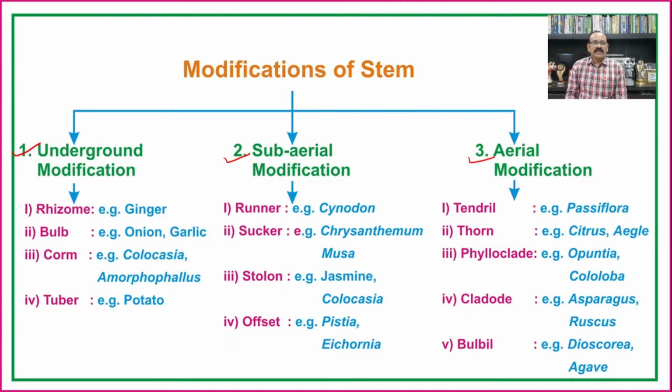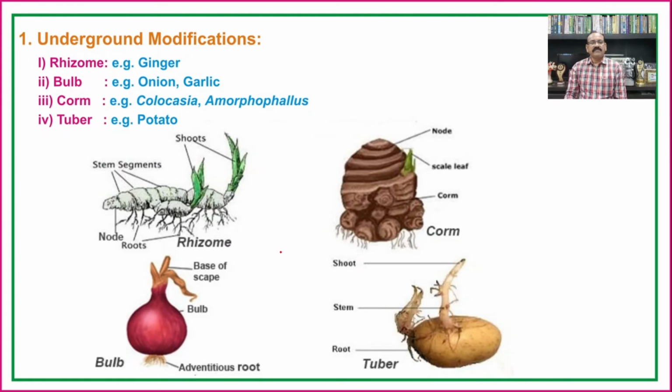In underground there are the rhizome, bulb, corm and tuber. In subaerial, runner, sucker, stolon, offset, and in the third one, that is the tendril, thorn, phylloclade, cladode and bulbil. So we will see here all these three different types of the modification of the stem step by step. Here the first one, that is underground modifications of the stem.